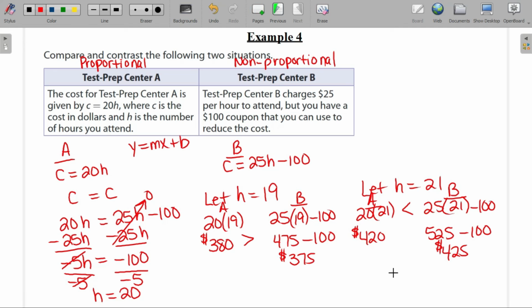So in comparing these two, we see that if you're going to be doing 20 hours, Test Prep Center A and Test Prep Center B are going to be exactly the same cost. At 19 hours, or actually less than 20 hours, Test Prep Center B is going to be the lower cost option. And then when we have more than 20 hours, we see that Test Prep Center A is going to be the better option. So depending upon how much test prep a person would need, they could compare and contrast which one would be the better cost alternative based on that.